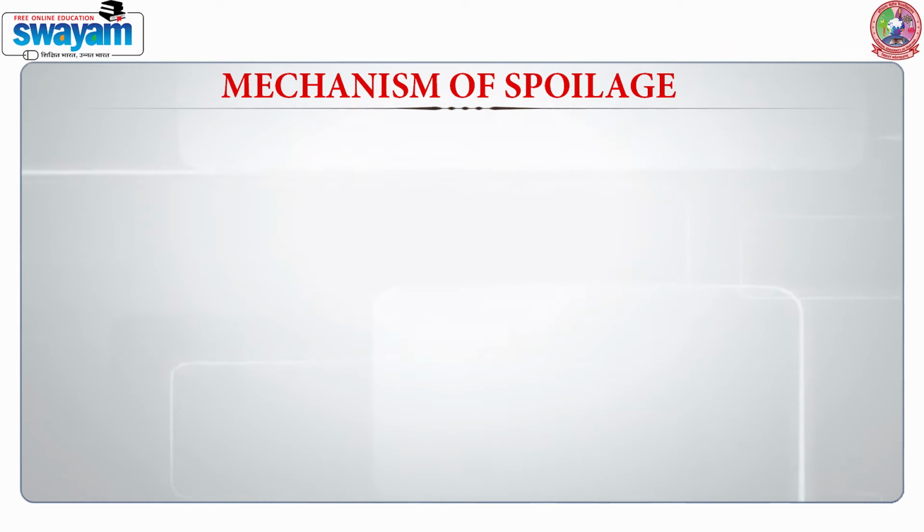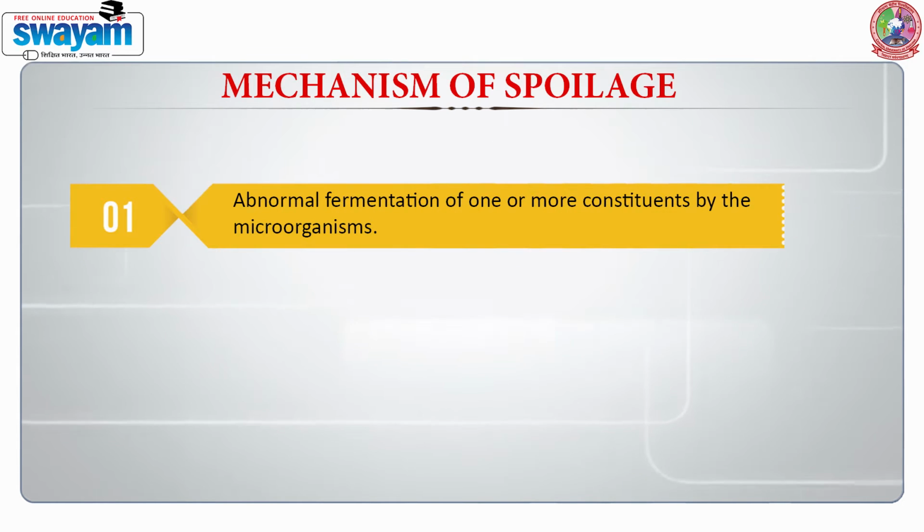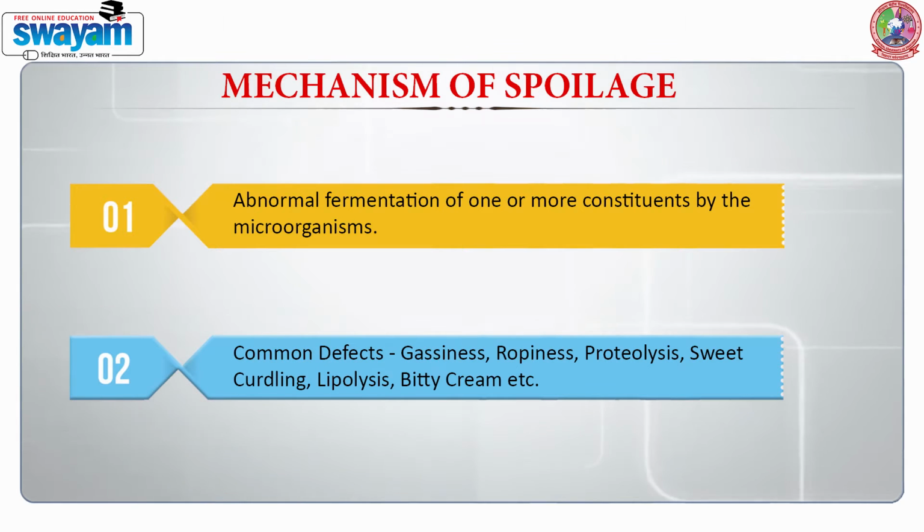Now coming over to the mechanism of spoilage. At times we see that there is an abnormal fermentation of one or more constituents by the microorganisms and leads to common defects such as gasiness, ropiness, proteolysis, sweet curdling, lipolysis and bitty cream.